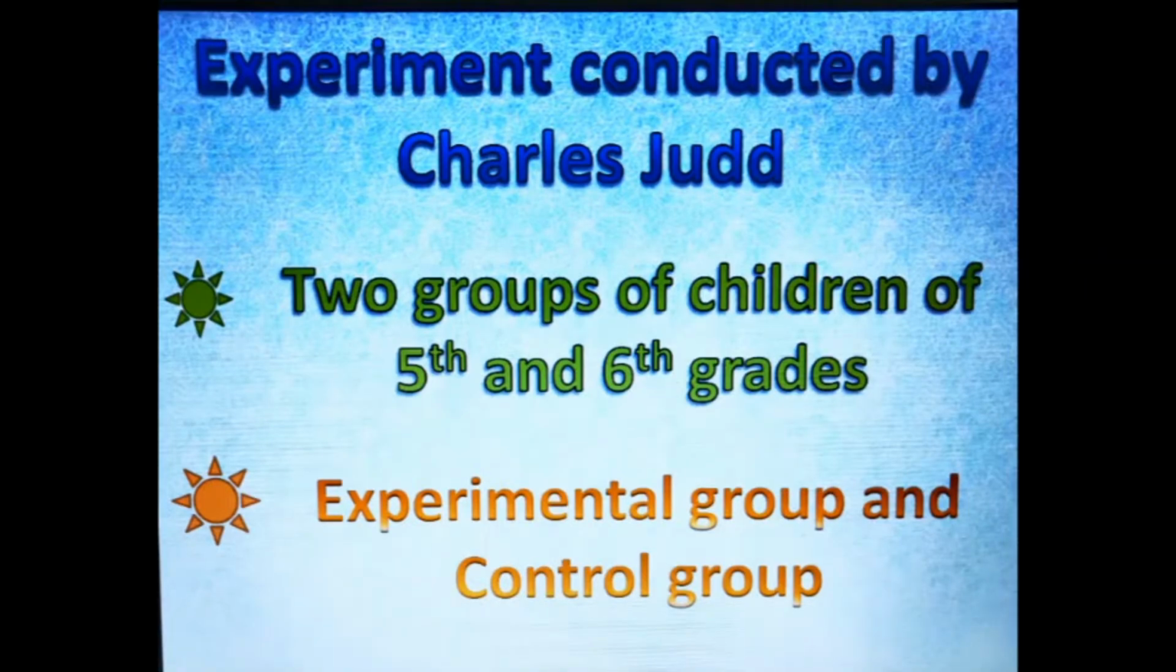Charles Judd conducted an experiment to test the transfer value of generalization. In the experiment he took two groups of children of 5th and 6th grade. One group of children is called the experimental group and the other the control group. The main purpose of the experiment was to study the effect of instruction in the principle of refraction of light. So he wanted to test the ability of the students to throw a dart at a target which was placed under the water.